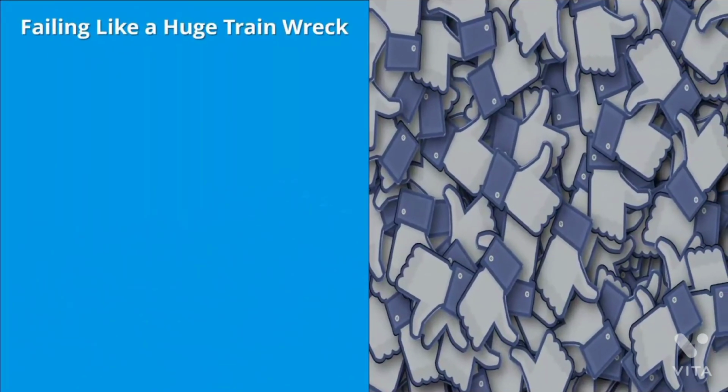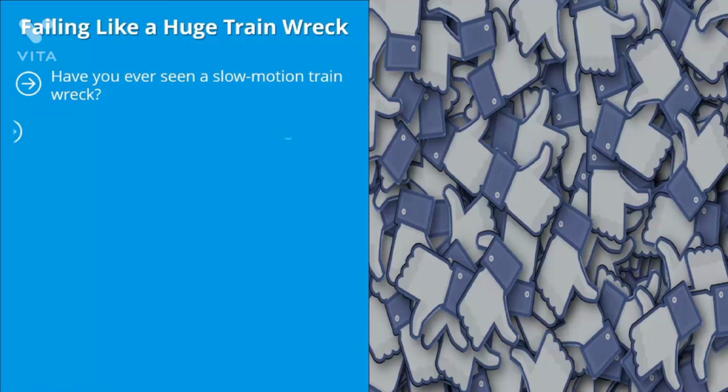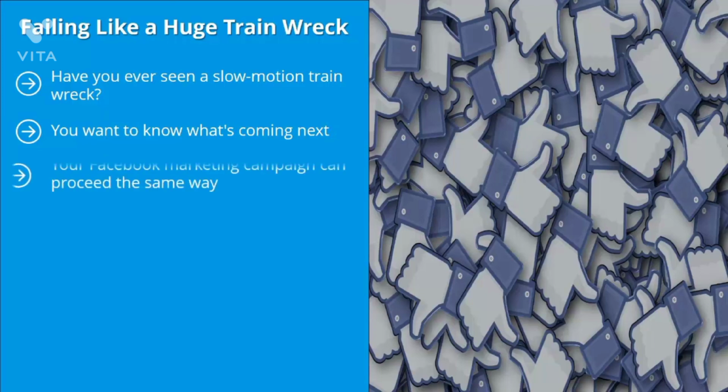Failing like a huge train wreck. Have you ever seen a slow-motion train wreck? It's quite sad because it's all too predictable, but you can't turn your head and look the other way. You want to know what's coming next. You know, at the back of your head, what exactly is going to happen, but it's so slow, so massive, that you just can't help but look. Your Facebook marketing campaign can proceed the same way. You know that the campaign is failing, but you can't quite put your finger on the cause. So you just go through the motions like a deer with its eyes caught in the headlights.